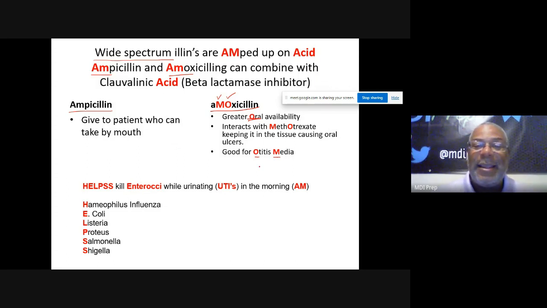Now, the other thing with amoxicillin, and we'll put a star by this one, is that it can interact with methotrexate. Now, if it interacts with that methotrexate, it can cause oral ulcers. All right. I would remember that one for the exam.